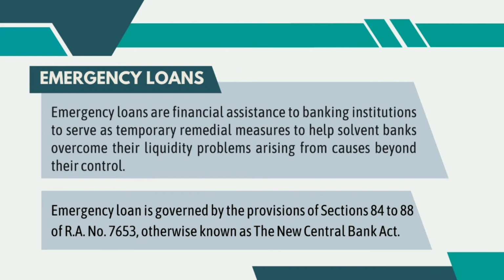At ang BSP ay nag-o-offer ng emergency loan hindi para sa mga individual person, but it is for the banking institution like BDO, BPI, and etc. Pero hindi lahat ng mga nagsasubmit ng application for an emergency loan ay naaaprubahan because emergency loan is governed by the provisions of Section 84 to 88 of RA number 7653, otherwise known as the New Central Bank Act, and according to it, no emergency loan or advance may be granted except on a fully secured basis, and the Monetary Board may prescribe additional conditions. Ibig sabihin, dapat masiguro ng bangko na meron itong kakayahang magbayad at secured bago maaprubahan ang application ng isang banking institution.